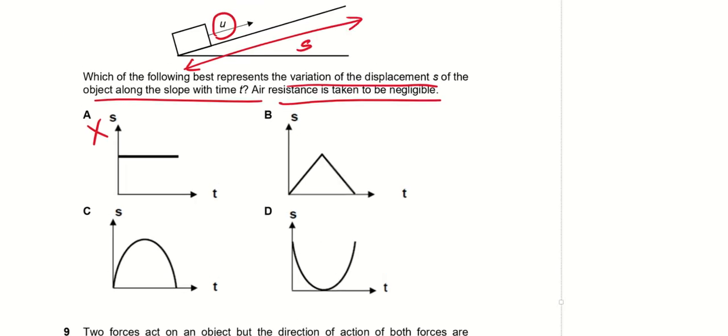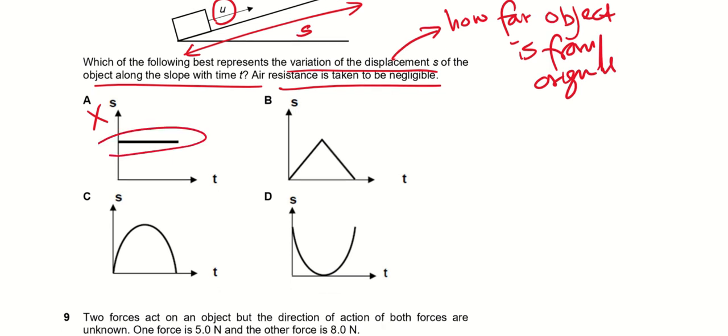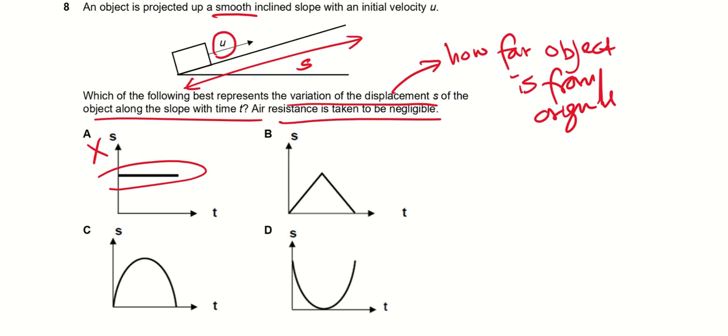And displacement is how far the object is from its original position. So the displacement cannot be a constant value, right? Because as it's being projected up a slope with an initial velocity, no other forces are acting on it except gravity, which is pulling it down. So it cannot be a constant value of s.